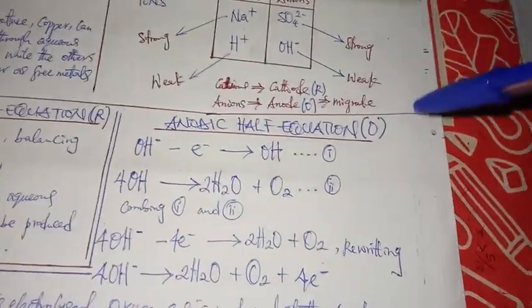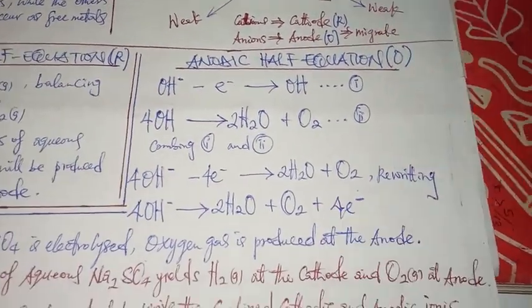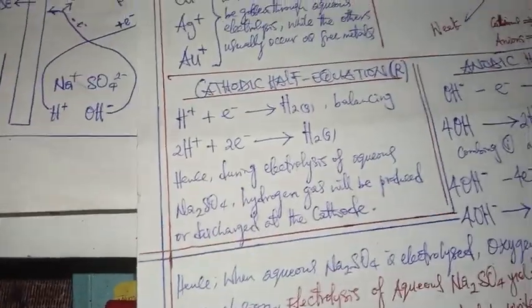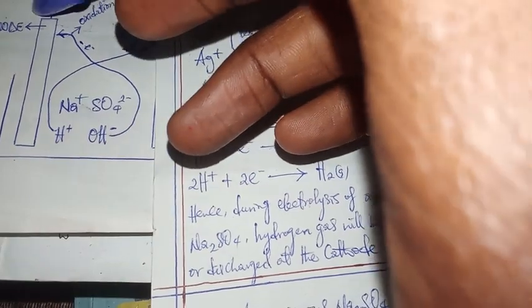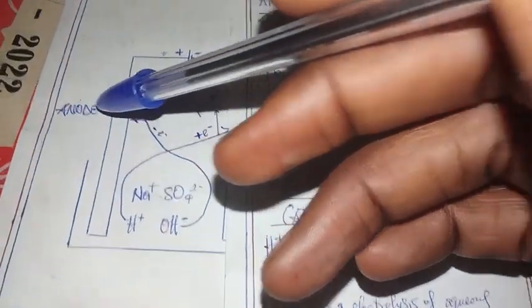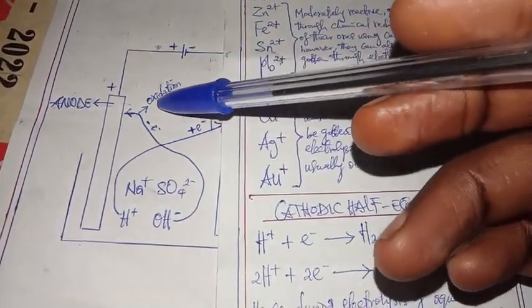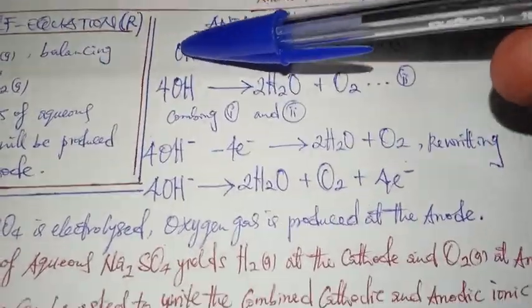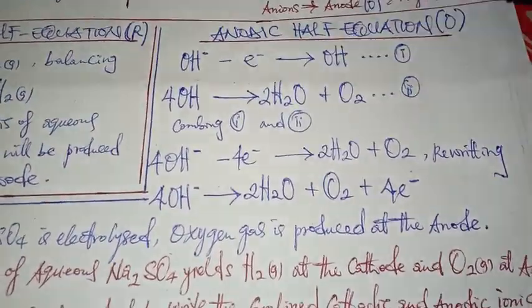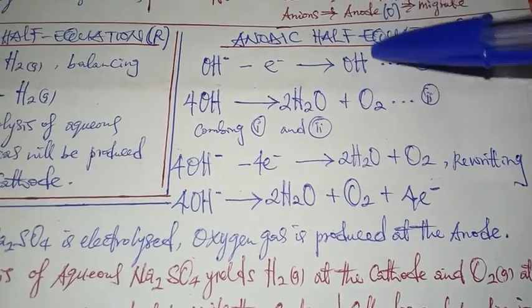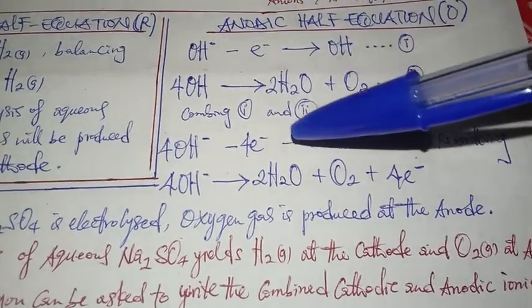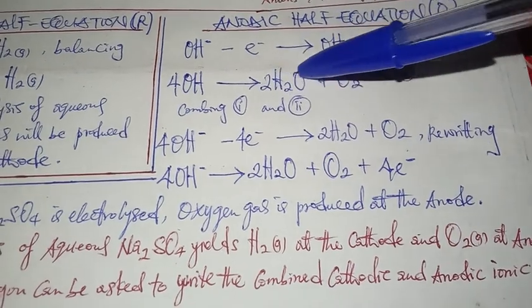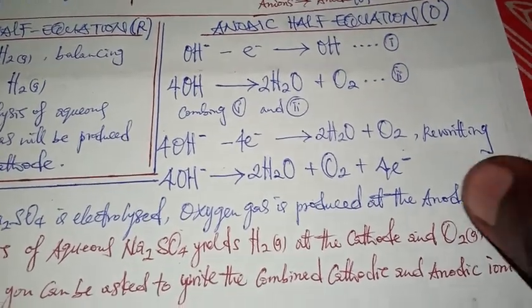As we move to the anodic half equation, as we said earlier, the hydroxide ion is migrating to the positive electrode, which is the anode, and the anode is going to undergo oxidation, which is loss of electron. Now, so this is hydroxide ion. It is losing electron to form OH. OH does not exist alone. It combines with other OH. When that combination occurs, they are going to split to form water and oxygen gas.